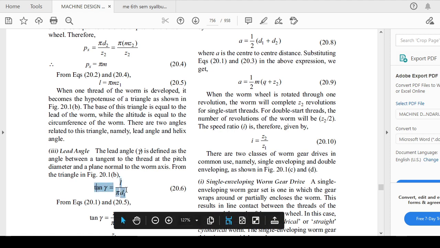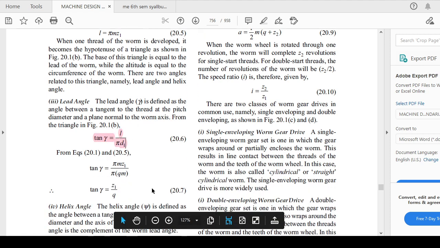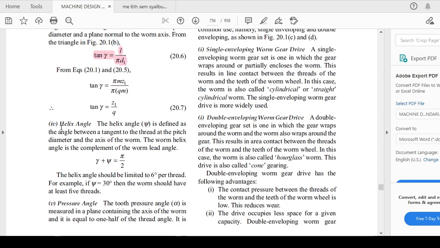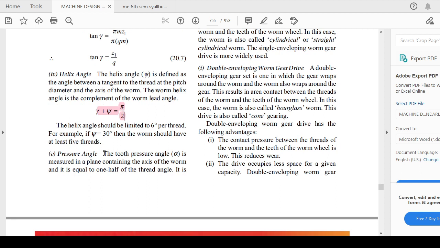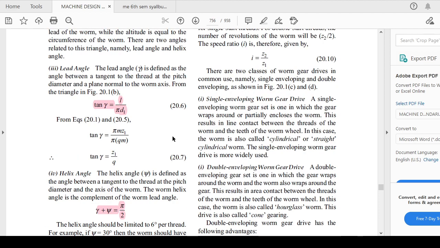The formula for the same is tan gamma equals L divided by pi d1. Okay, d1 is your pitch circle diameter of the worm. Similarly, you can also calculate the value of the helix angle, which is the complement of the worm lead angle, meaning the summation of helix angle and worm lead angle is equal to pi by 2. Next is pressure angle. The tooth pressure angle is measured in the plane containing the axis of the worm, and it is equal to half of the thread angle. Means if you have the data of the thread angle, then half of that will be the pressure angle.